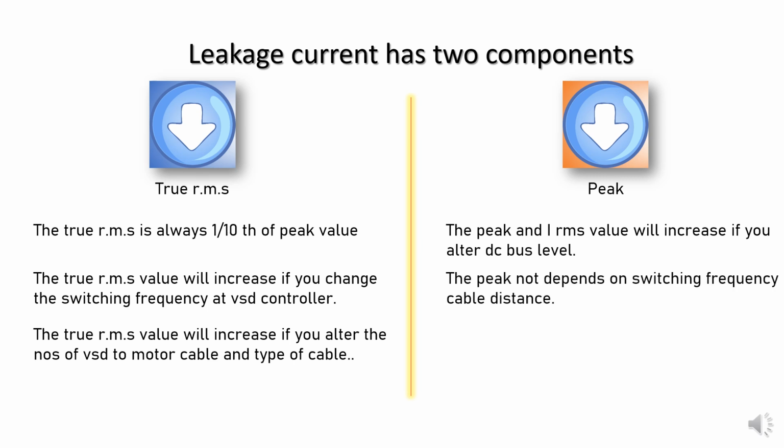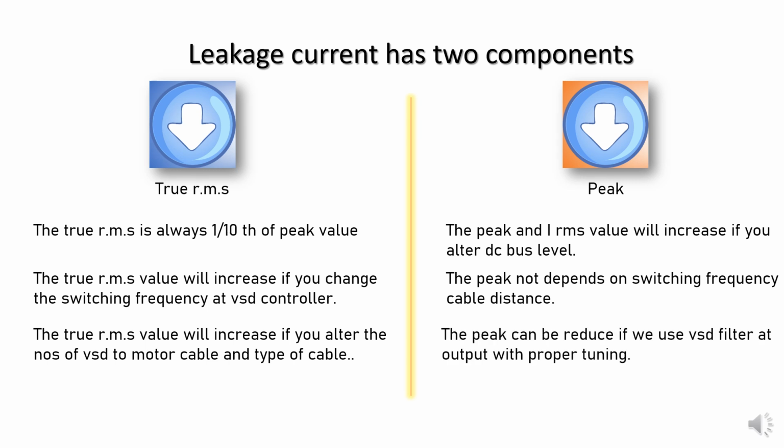The peak value does not depend on the switching frequency or cable distance. For your information, the peak value is directly proportional to the DC bus level only. But the true RMS value of the leakage current, yes, I agree, depends on the switching frequency. The peak value can be reduced if you use a proper VSD filter at the output, either du/dt or any other type of filter at the VSD output. So leakage current can be reduced.